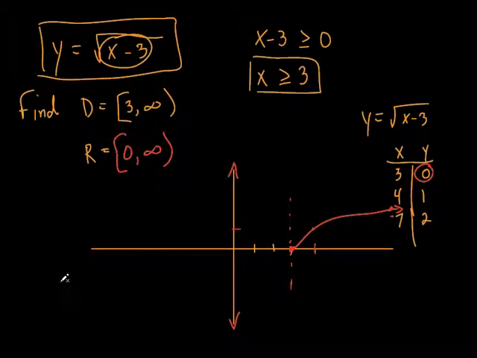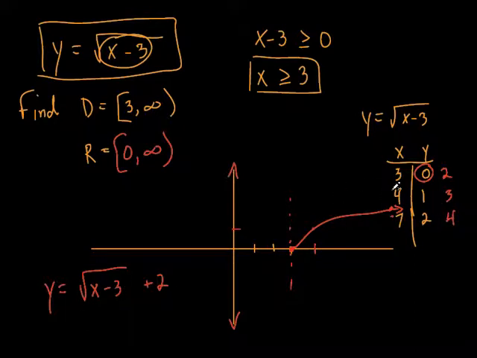Okay? What if we had something like this? What if we said y equals the square root of x minus 3 plus 2? Well, what happens here? Basically, we just add a 2 to everything, don't we? So instead of 0, that would be a 2. Instead of 1, that would be what? A 3. Instead of 2, that would be a 4. Do you see that?